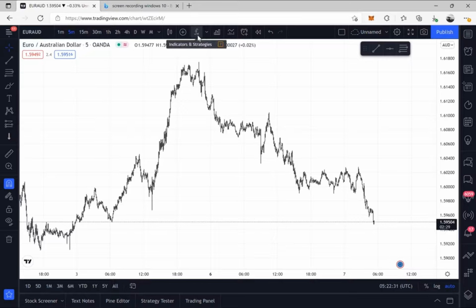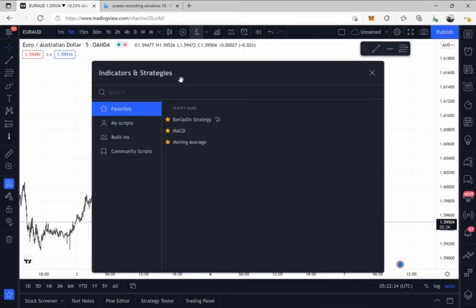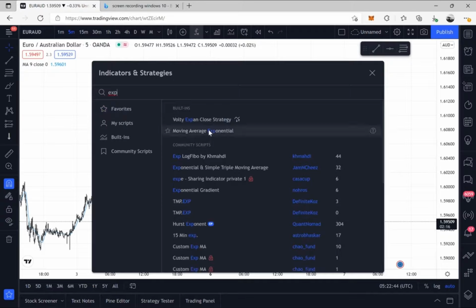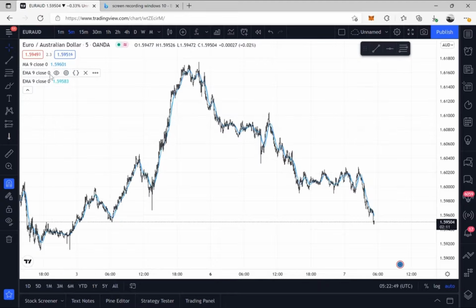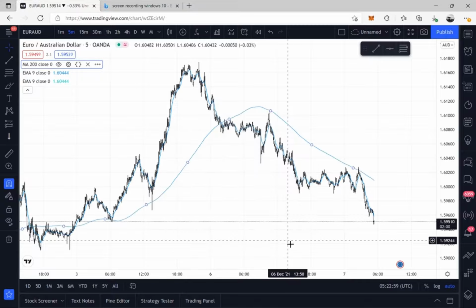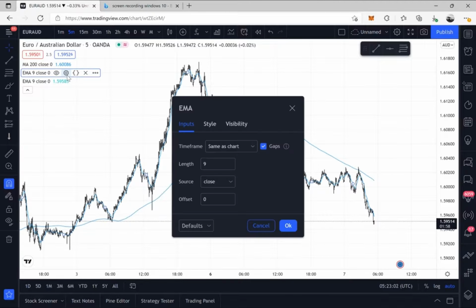So I usually trade on the 5-minute, and the indicators I use are the moving average, and then I use 2 exponential moving averages. So in total we're using 3 moving averages. The simple moving average will have a length of 200, and then the 1 exponential moving average will be 7.